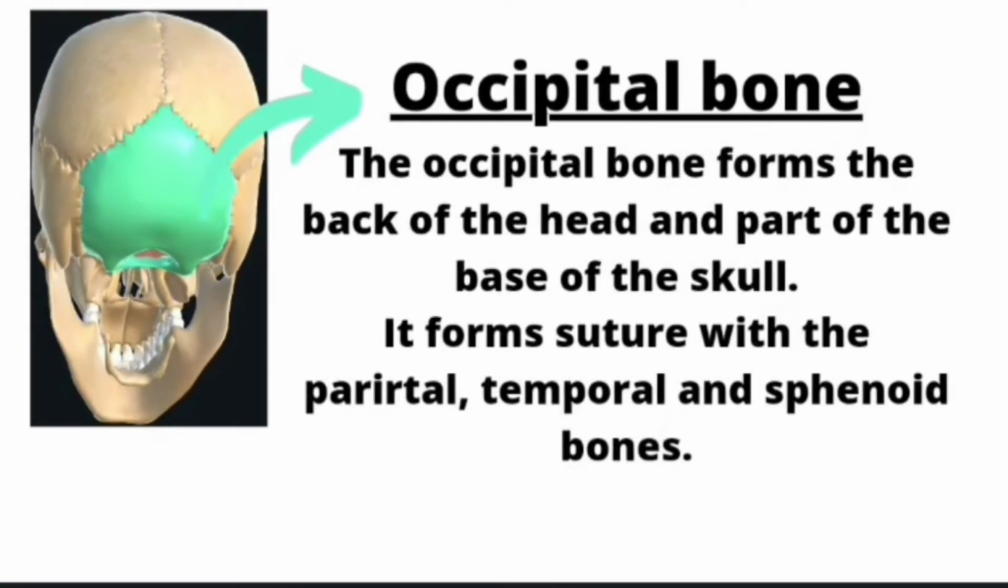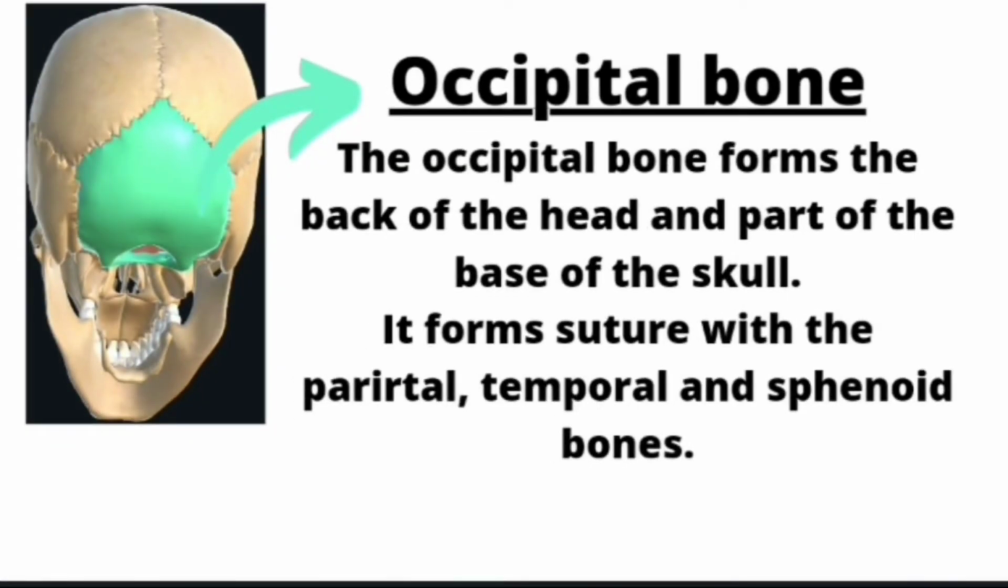Occipital bone. The occipital bone forms the back of the head and part of the base of the skull. It forms sutures with the parietal, temporal, and sphenoid bones. Its inner surface is deeply concave to accommodate the occipital lobes of the cerebrum and the cerebellum.